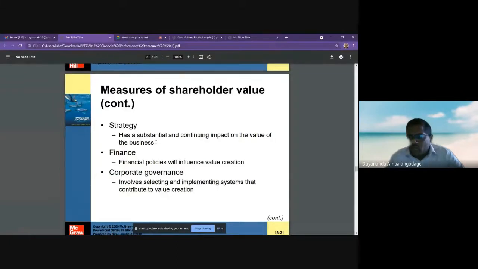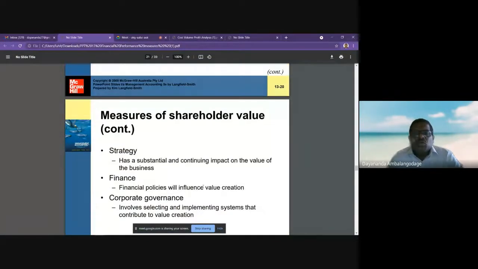Depending on whether you are focusing on one product, you may think about the penetration strategy. Penetration strategy means you are trying to focus on the current product and expand it, more usage, more demand. You are trying to create more demand. Or you may introduce the same product to a different, new market, which is market development. Then diversification. Likewise, you may have different strategies. Financial policies will influence the valuation: debt, equity, corporate governance, and selecting and implementing systems that contribute to that.